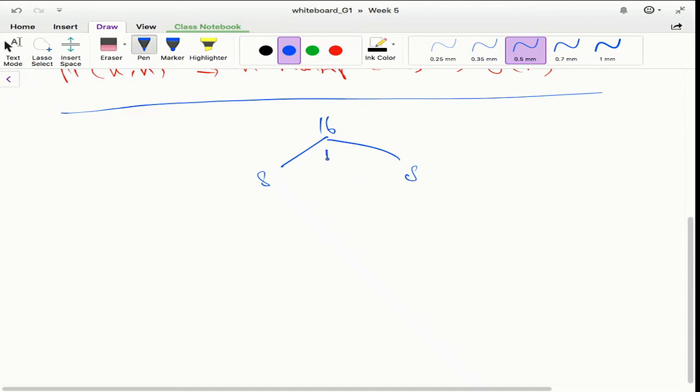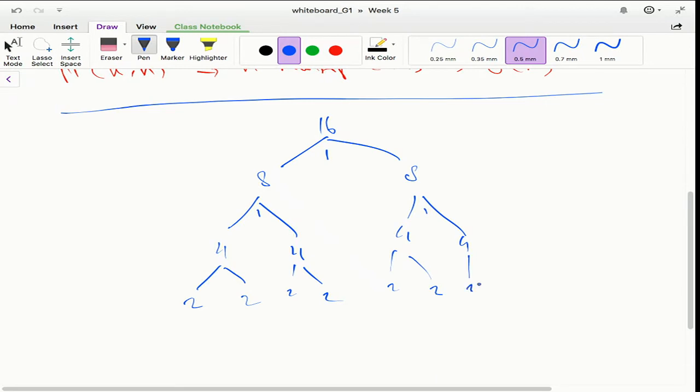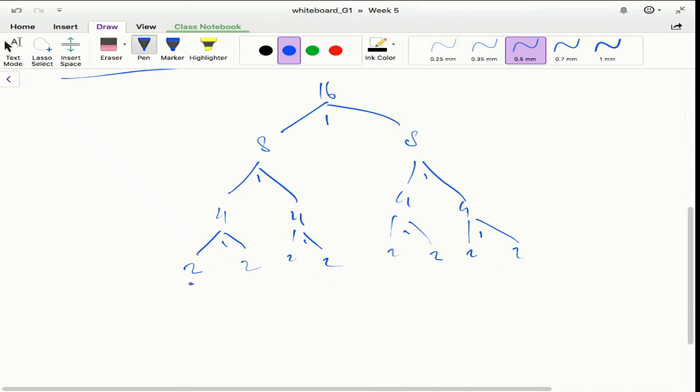So there is 1 multiplication here. Now each of the 8 is going to make 2 more multiplications. So there is 1 and 1 here. And each one of these is going to have 2 more. So there's a 1, 1, 1, 1 here. So each of these again is going to have 2 more.